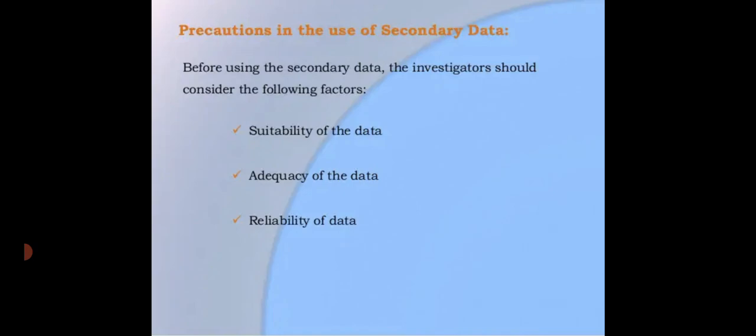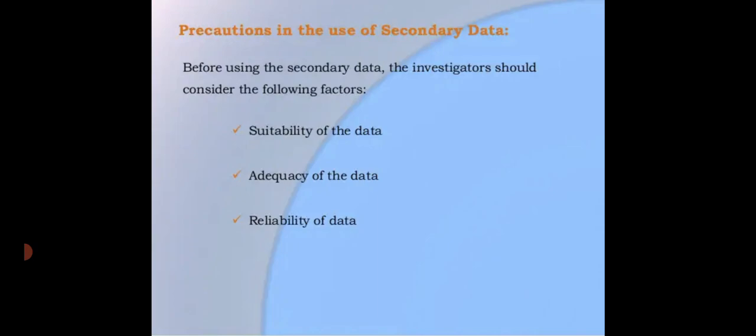The first one is the ability of the collecting organization. One should check the ability of the organization which initially collected the data. The data should be used only if they were collected by an able, experienced and impartial investigator.